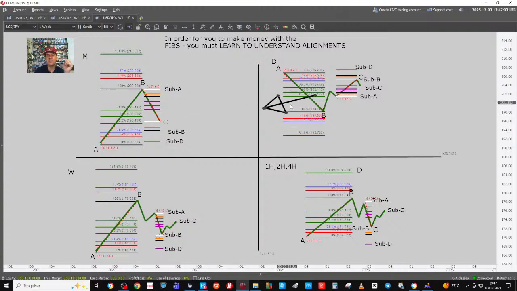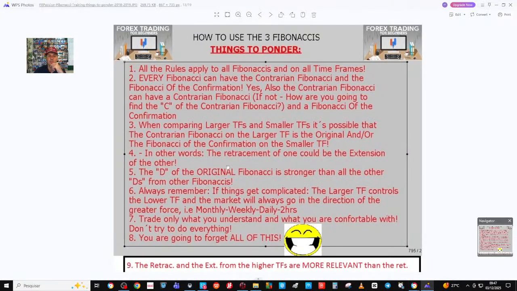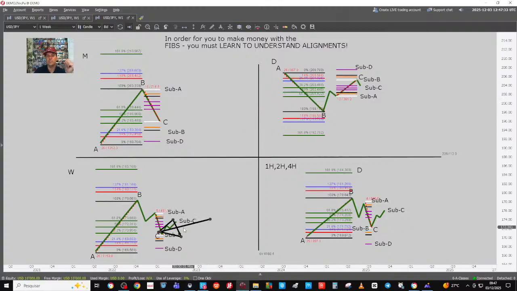When comparing larger time frames with smaller time frames, it's possible that the contrarian Fibonacci on the smaller time frame is the original Fibonacci. You know, the contrarian Fibonacci on the higher time frame equals the original Fibonacci on the smaller time frame. Just an example. Okay, everybody? In other words, the retracement of one could be the extension of the other, right, everybody?